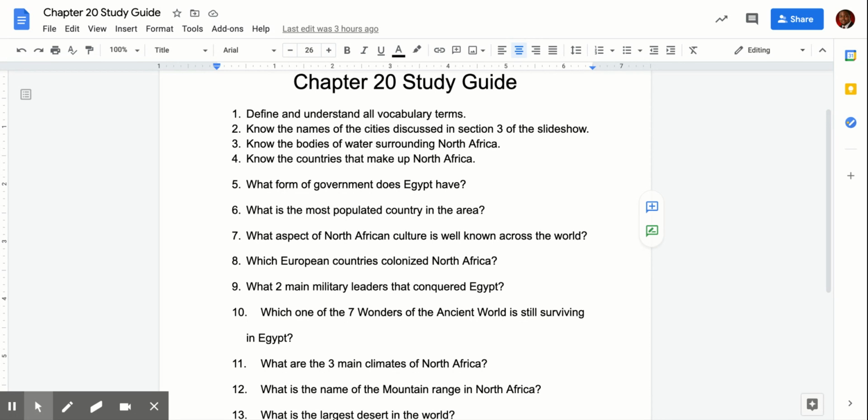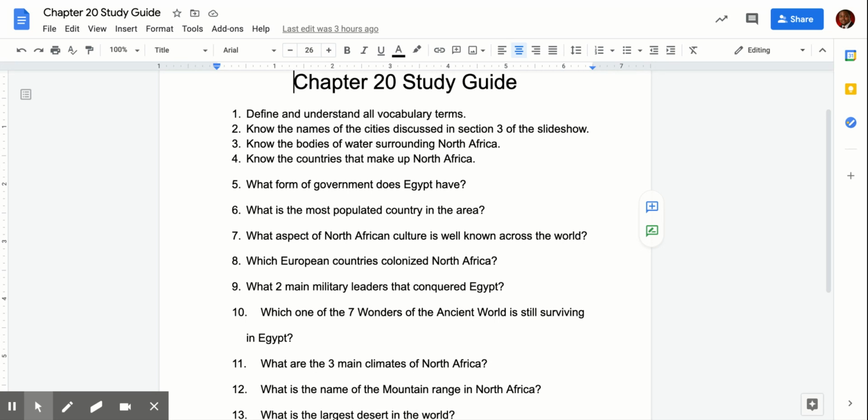So normally when we begin our notes, I always say, here are the vocabulary terms. As we go throughout our notes, please locate these terms and write them down. So throughout the notes in chapter 20, I did the same thing as I just said. So when you see words that are bold, those are the vocabulary terms or key terms. Okay. Number two, name the cities discussed in section 3 of the slideshow. So this is referring to those major cities that we talked about in section 3.